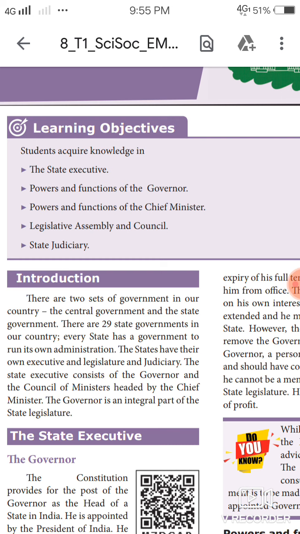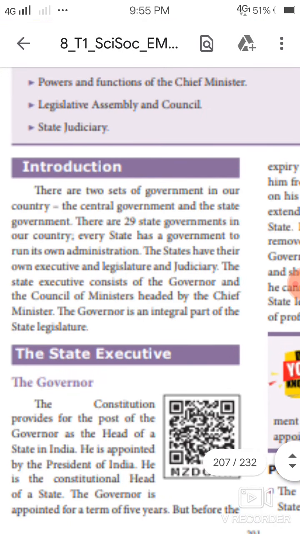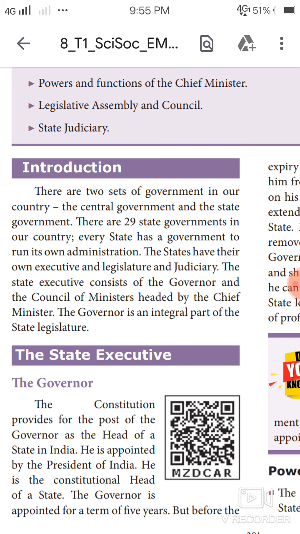The state executive consists of the governor and the council of ministers headed by the chief minister. The governor is an integral part of the state legislature. First, we will see about the state executive. The governor. The constitution provides for the post of the governor as the head of the state in India. He is appointed by the President of India.